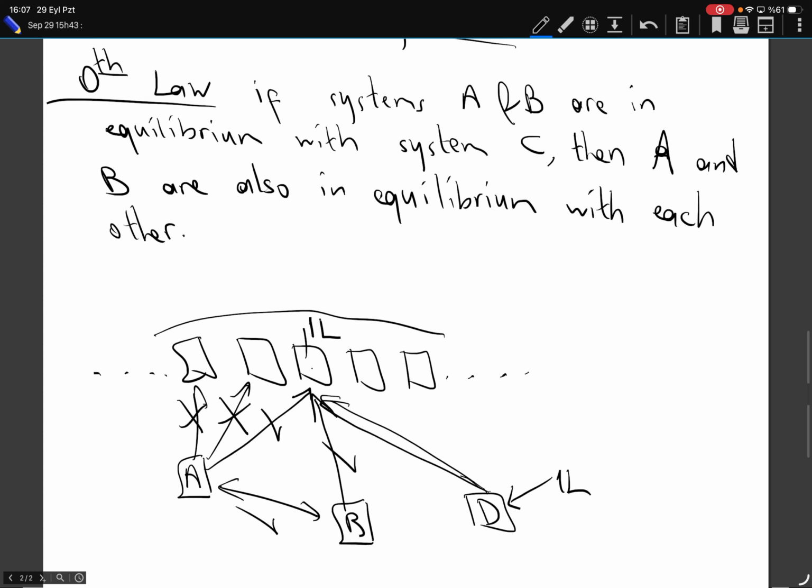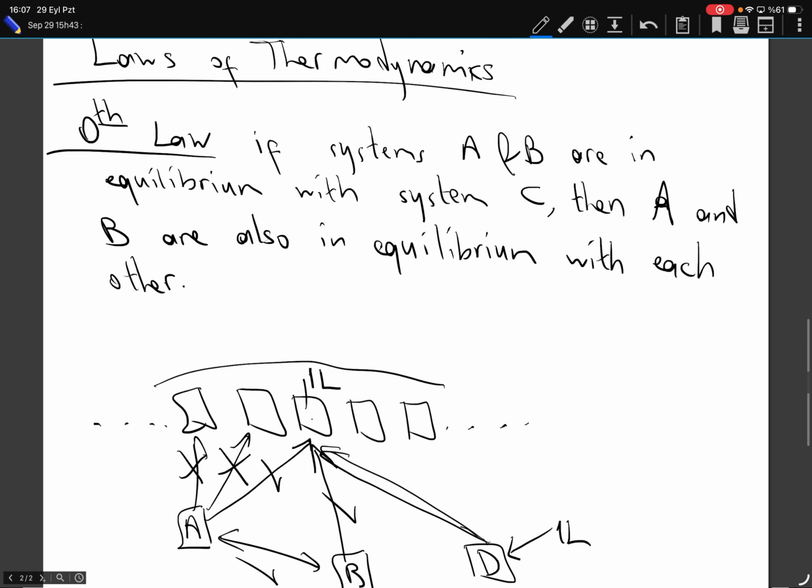It has the same property. And if I find systems that have this property as 1L, they will all be in equilibrium. And this property 1L is what I call the temperature. Of course, we don't use this 1L or 2L, etc. We have the Kelvin temperature, Celsius temperature, but at least the Zeroth law tells me that there is such a property that I will call the temperature.